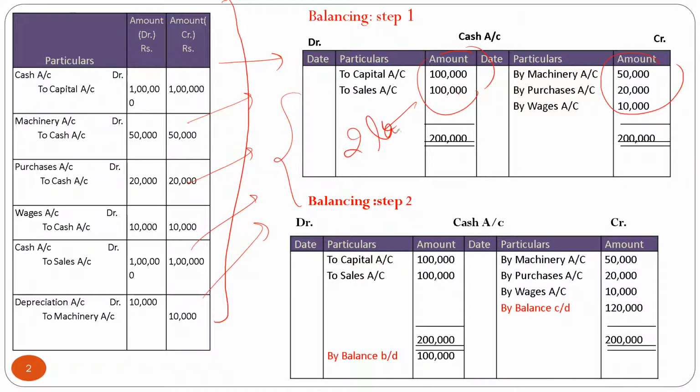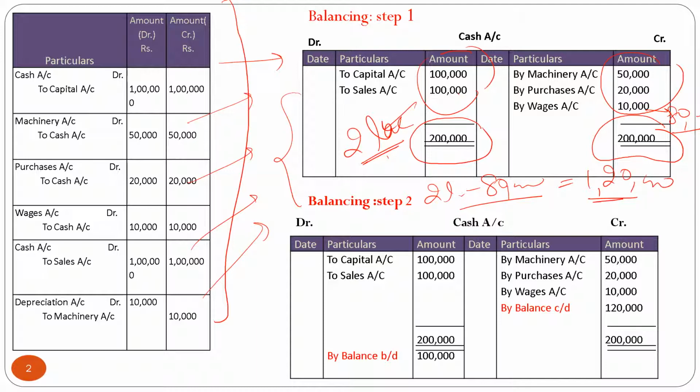Here the sum comes to 2 lakh and it's 80,000 here. But we will write the largest sum on both sides. The largest sum is 2 lakh, so I have written it here. Now after totaling, the difference between the debit side and the credit side is taken. So if I subtract 80,000 from the 2 lakh, the difference comes to 1 lakh 20,000.